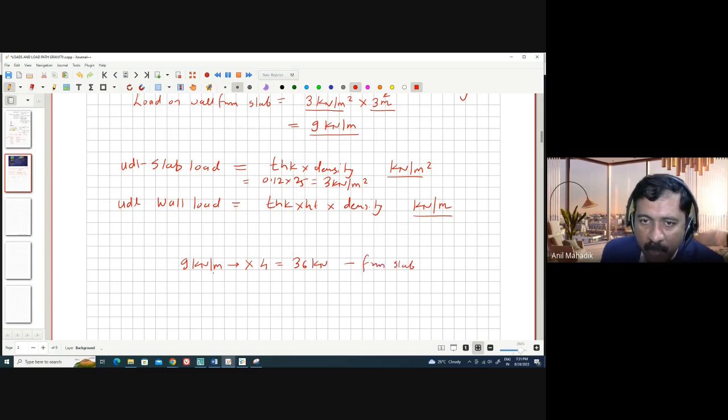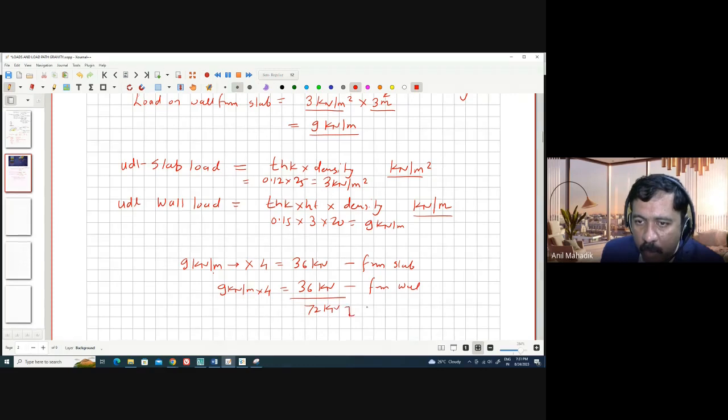और wall का weight कितना है? 0.15 into height is 3 into density. This is 9 kilonewton per meter. So it is again the same 9 kilonewton per meter. Luckily it is coming same, into 4 meters the length, 36. So 36 from slab, 36 from wall. Total 72 kilonewton will go on one footing.